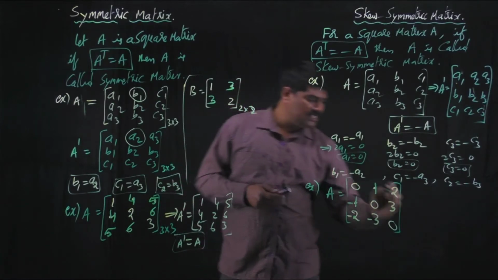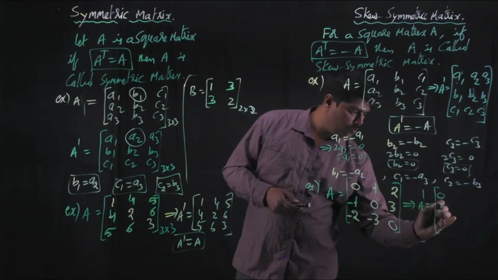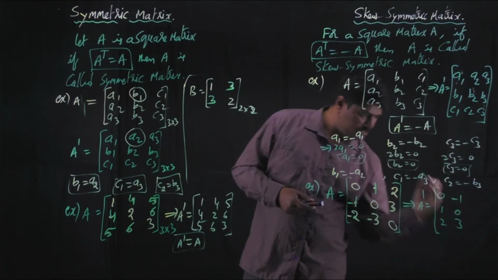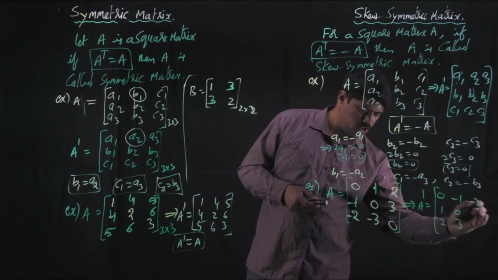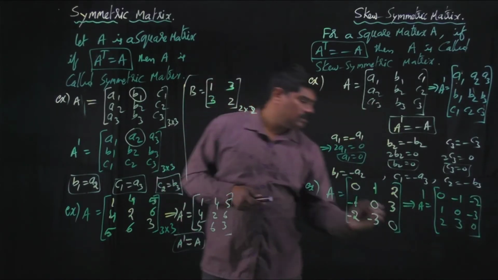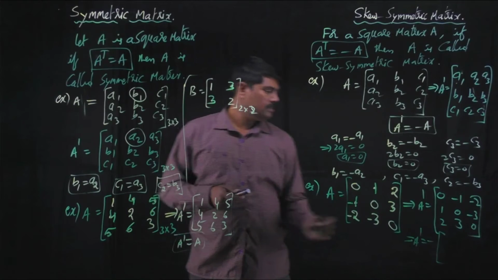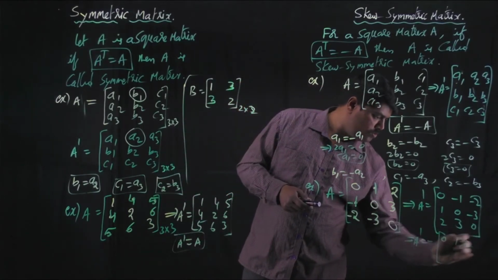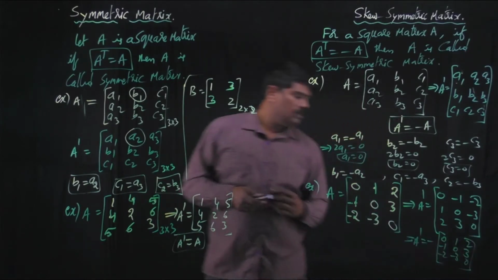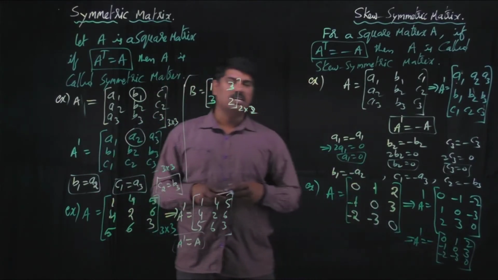Now check with transposing. What is the transpose of that one? 0 1 2, first row changed as first column. Minus 1 0 3, second row changed as second column. Minus 2 minus 3 0, third row changed as third column. Now you can observe, separating minus from that, what is this one? 0 1 2, minus 1 0 3, minus 2 minus 3 0. So you obtain A transpose is minus A. Clearly this is A. So you have A transpose is minus A.